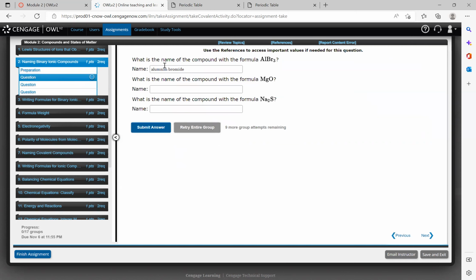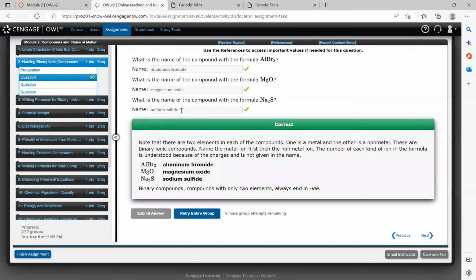Make sure I spell this correctly. Aluminum. All right, next one is magnesium and oxygen, so this will be magnesium oxide. Then we have Na, which is sodium, and S for sulfur. This would be sodium sulfide. In case you're not sure of a particular element, you can go to your periodic table and it will tell you the name. So we'll submit our answer and we're good to go.